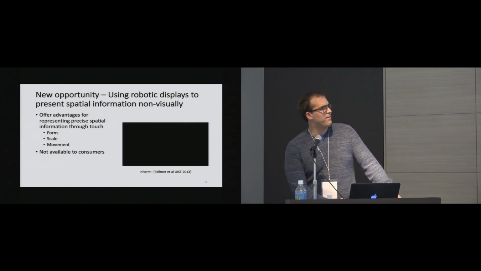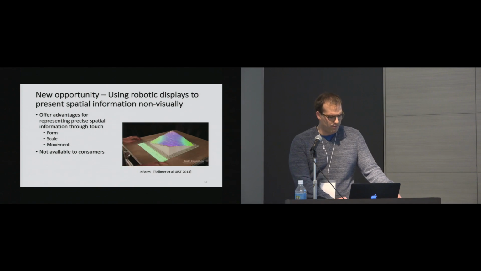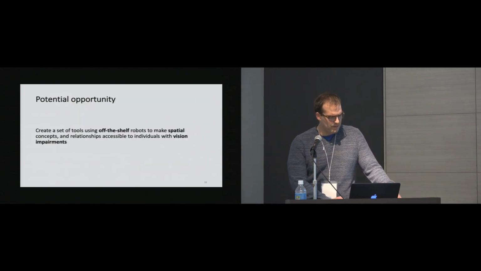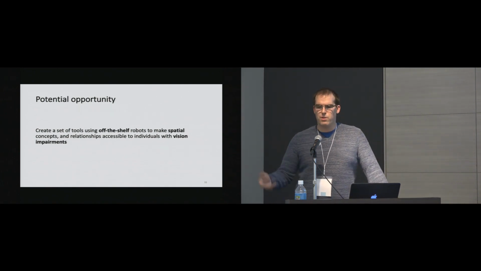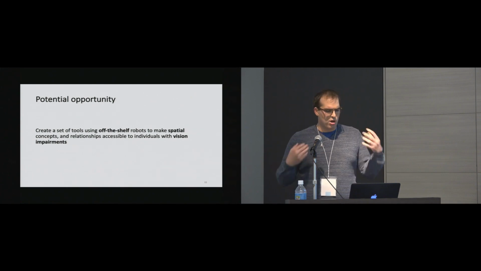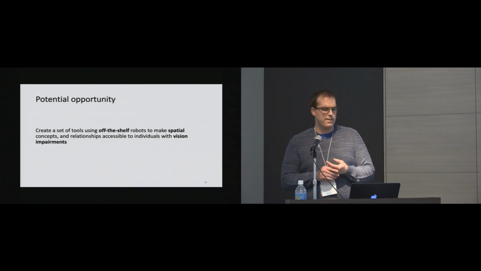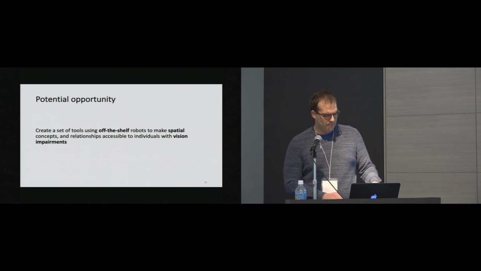So here we see the Inform project from Shaun at MIT. And out of this we see a large potential opportunity to create a set of tools using off-the-shelf robots to make spatial concepts and relationships accessible to individuals with vision impairments.